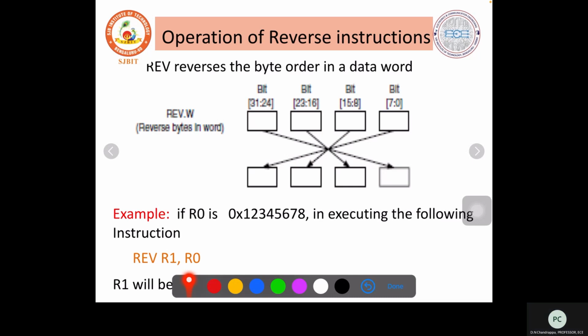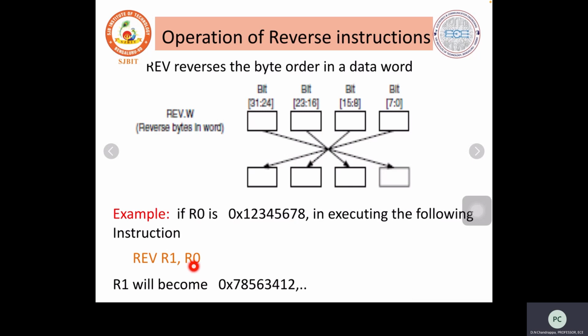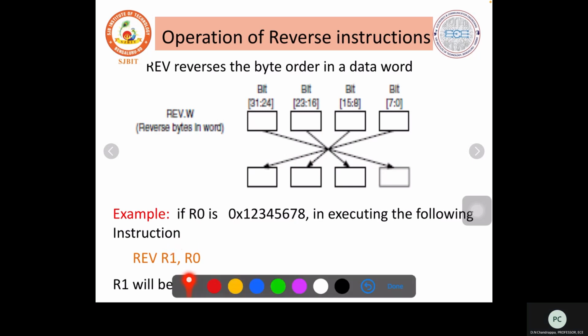Now I can take an example. Before executing this instruction, I assume R0 equals the hexadecimal value 12345678. In executing the following instruction, REV R1 comma R0, the content of R0 has its byte order reversed in the word and the result is stored in R1. Now we can first group the bytes of data. 7 and 8 become one byte, 5 and 6 is another byte, then 3 and 4 is one more byte, and finally 1 and 2 is the last byte. So totally it is 32 bits.